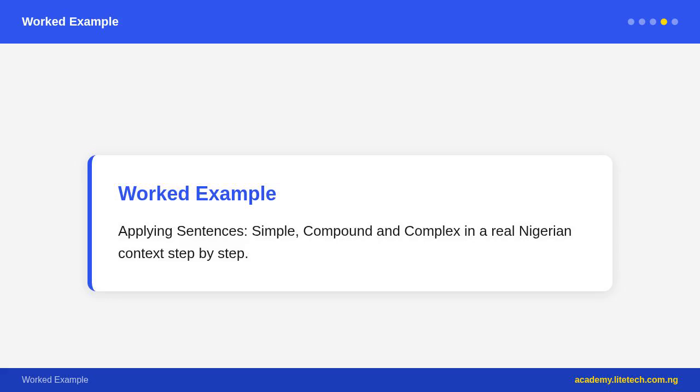2. Comma splice: two independent clauses joined with only a comma, no conjunction. Wrong: she studied hard, she passed. Right: she studied hard, and she passed. Add a conjunction, or: she studied hard; she passed.